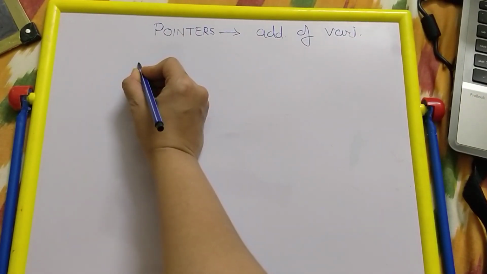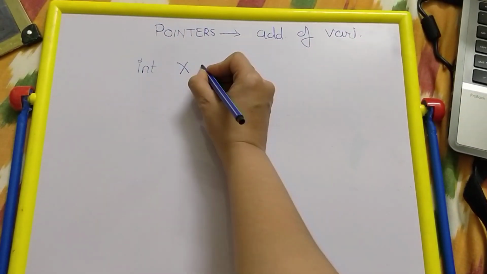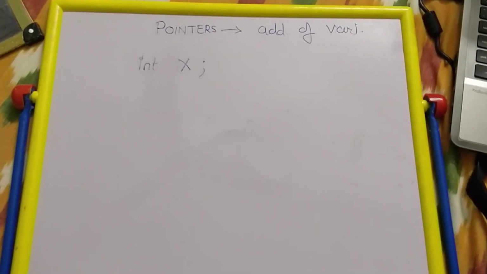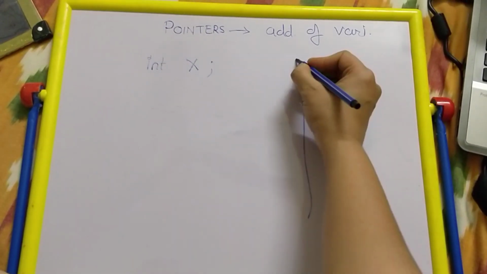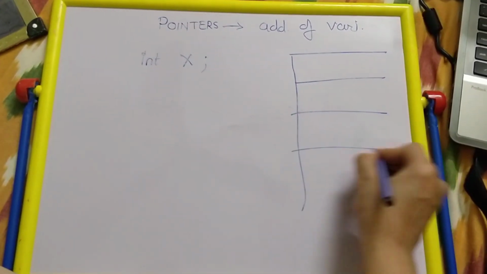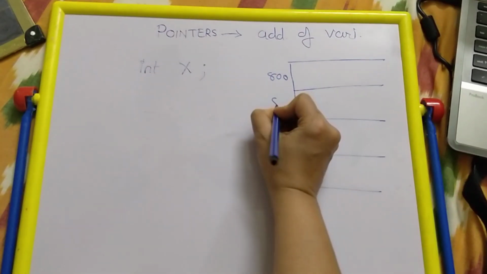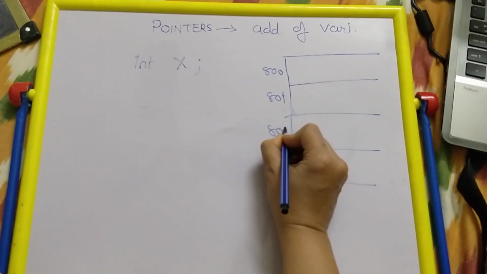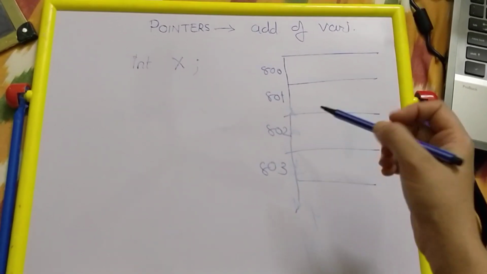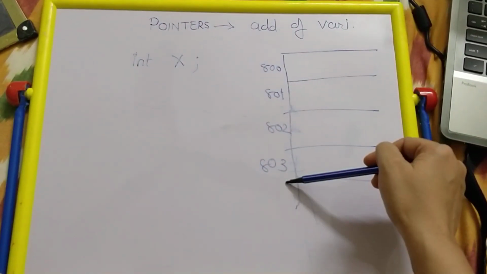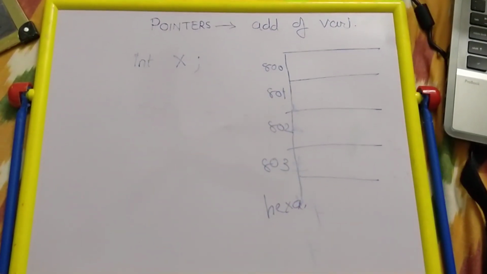For example, we have an integer variable x, right? Whenever the compiler encounters this statement, it will reserve some memory location in the computer memory. Say the location is 800, 801, 802, 803, right? Generally, the memory address is a hexadecimal value. I am taking this decimal value for your better understanding.